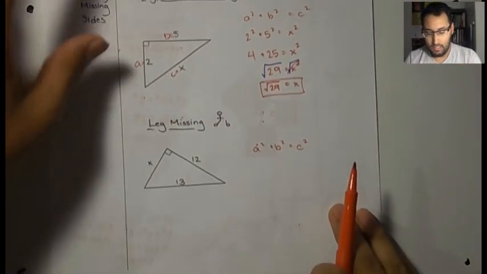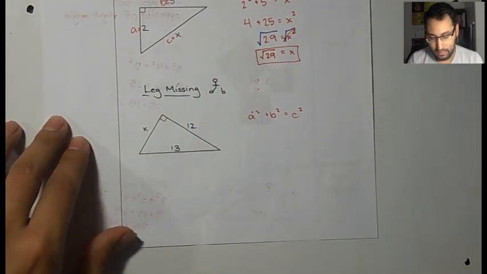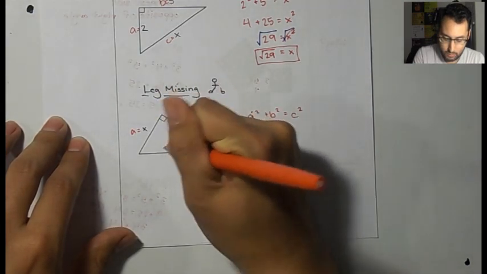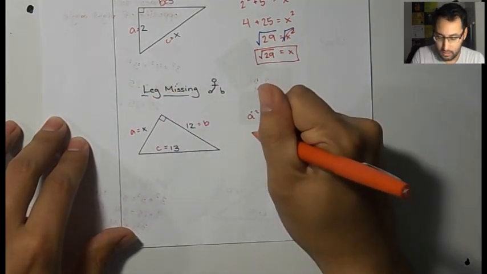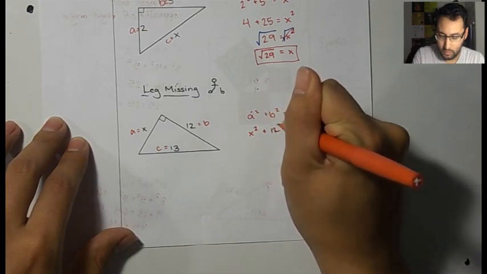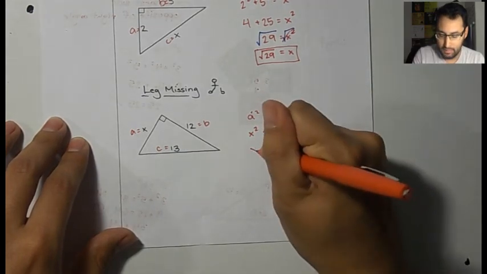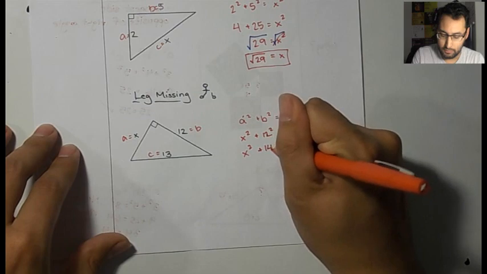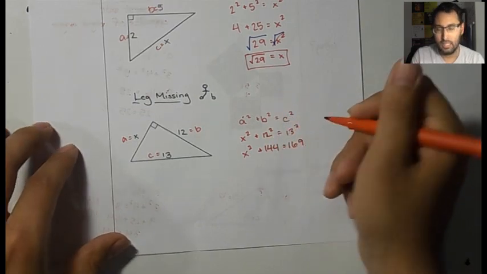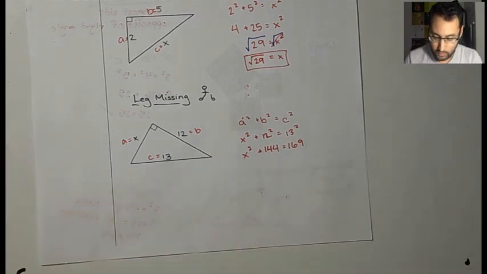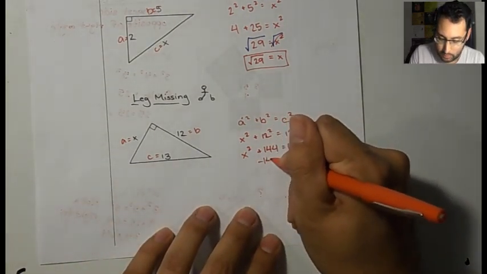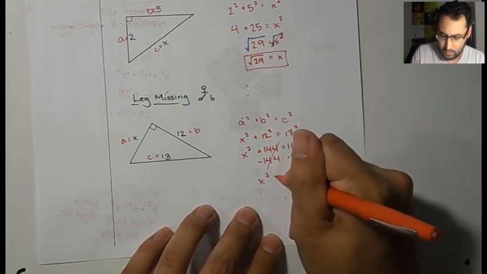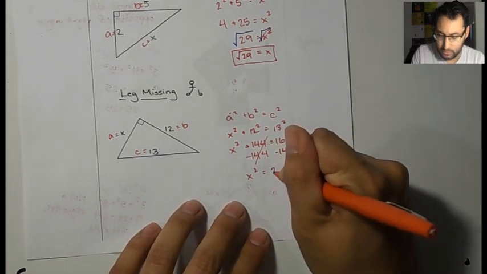All right, now we have a missing leg, so I just drew a stick man with a missing leg. Hopefully that's a good visual. We're going to have this as A, B, and this one will be C. So I'm going to rewrite it as x squared plus 12 squared equal to 13 squared. Simplify it, we're going to get x squared plus 144 equal to 169. And from here, I have to solve for x squared. I'm going to have to isolate that, so I'm going to subtract 144 from both sides. We're going to get x squared equal to 25.